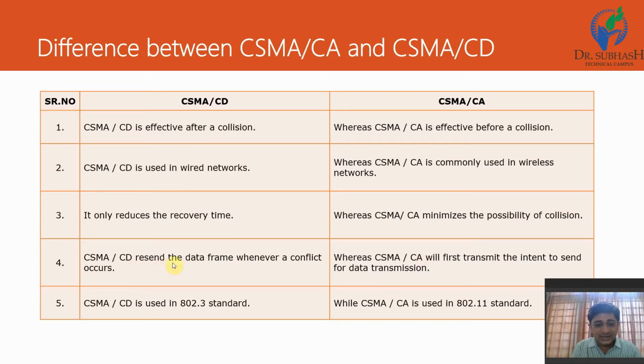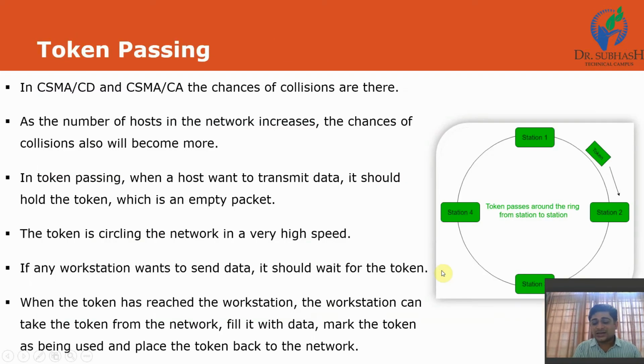CSMA/CD resends the data frame whenever a collision occurs, and in CSMA/CA the node will first transmit its intent to send the data transmission. CD belongs to the 802.3 family, while CA is the 802.11 standard. Okay, that is CSMA/CD and CSMA/CA. Okay, another one, that is token passing.